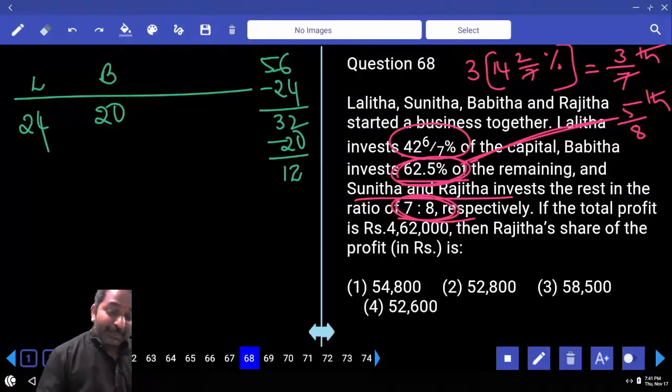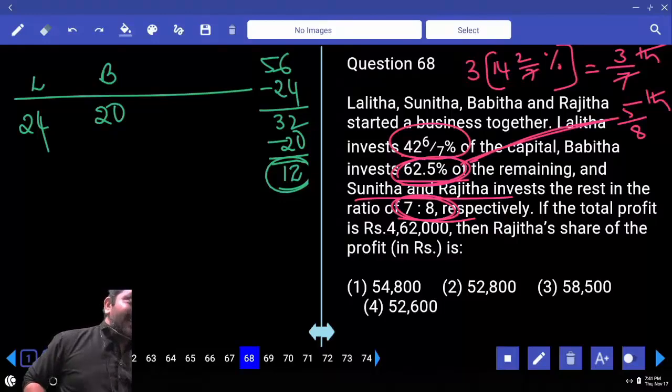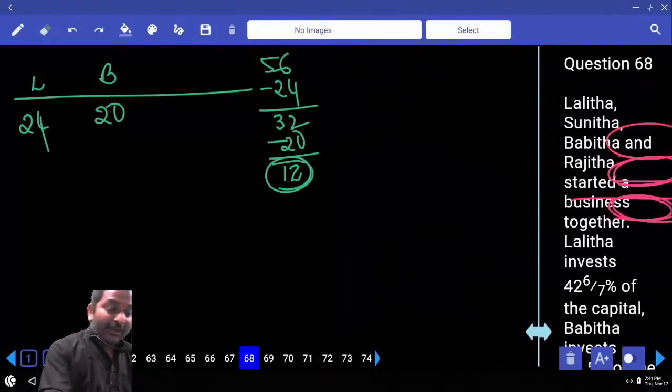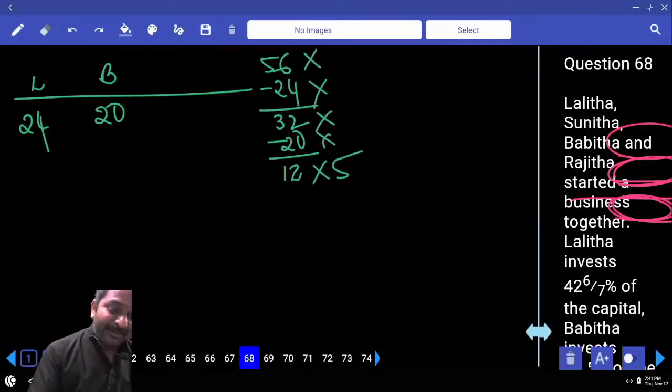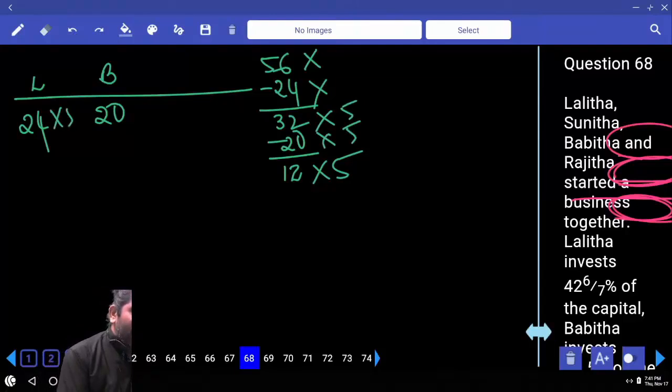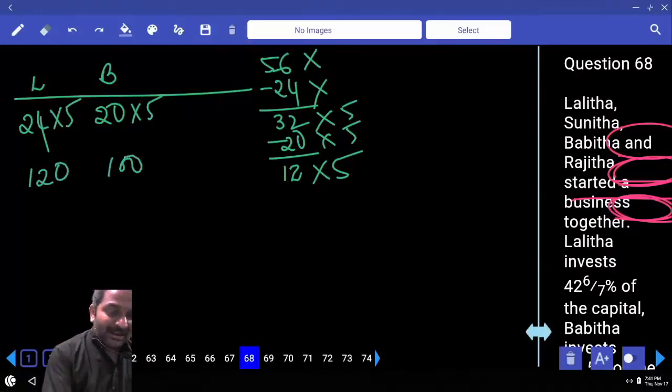Do we have a 15 multiple over there? No. So to make it a 15 multiple, can I multiply it with 5? If 12 is multiplied by 5, you get 60, which is a multiple of 15. So now every number should be multiplied by 5. So Lalita gets into 5, Babita gets into 5. This is 120, this is 100.